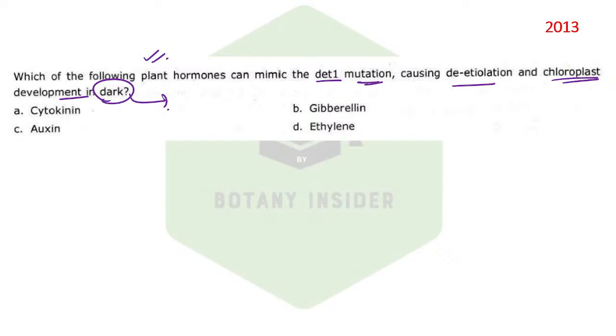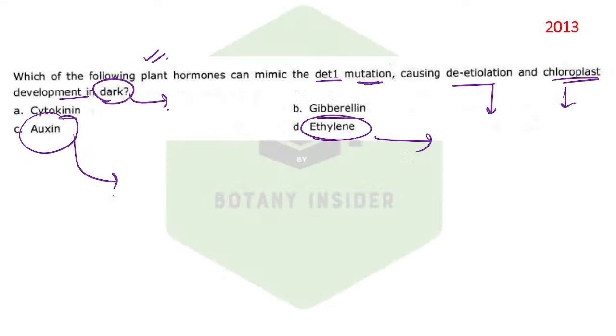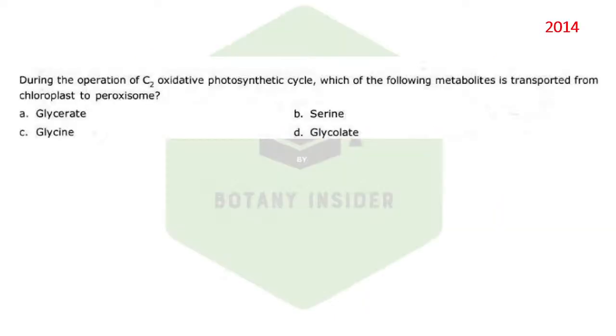Done, everyone? Very simple. First one is cytokinin, then gibberellin, then ethylene, and then auxin. So you have to correlate which particular plant hormone actually works for de-etiolation and chloroplast development. The answer is option number one. Many of you got it. De-etiolation and chloroplast development are related to cytokinin. Remember this. A is the correct answer for this question.